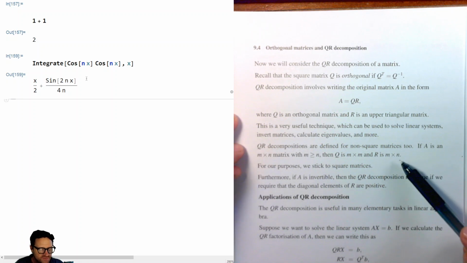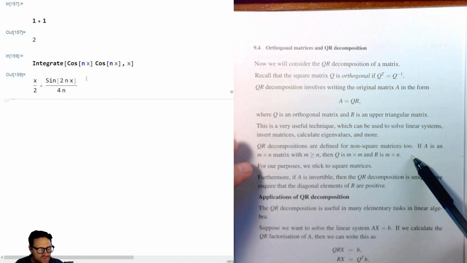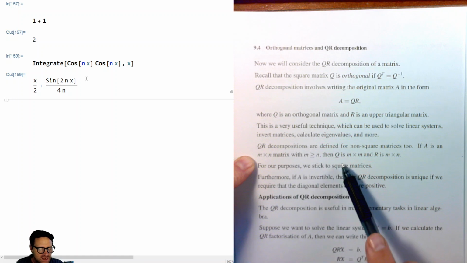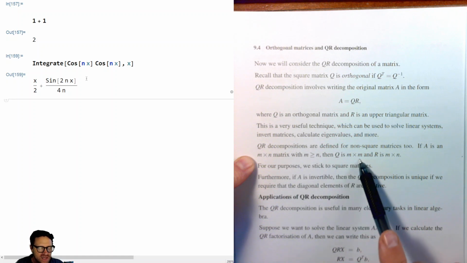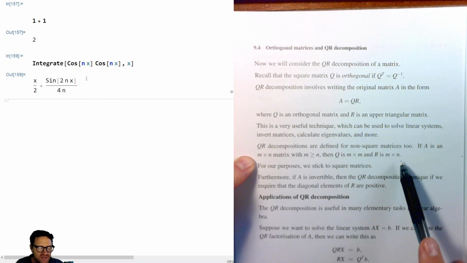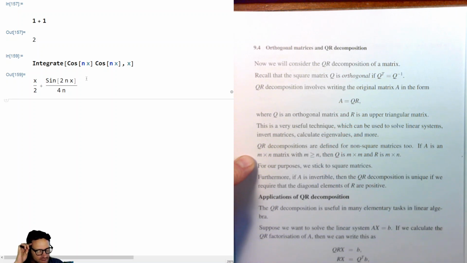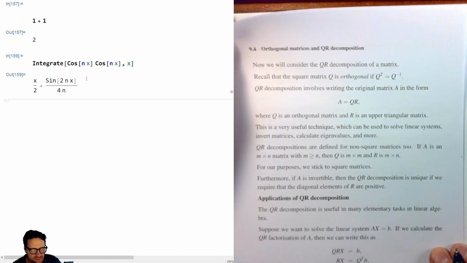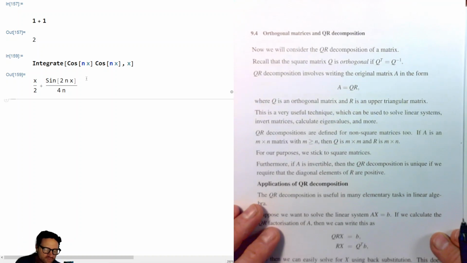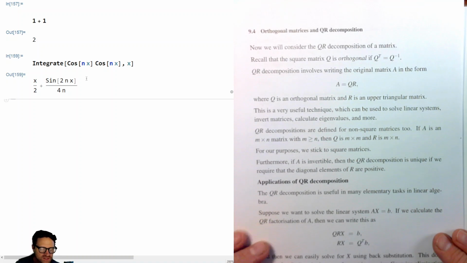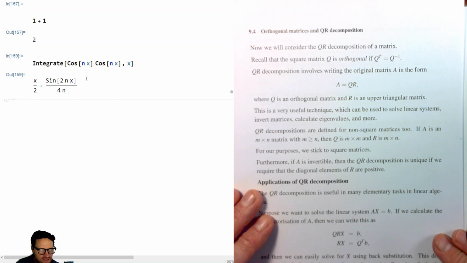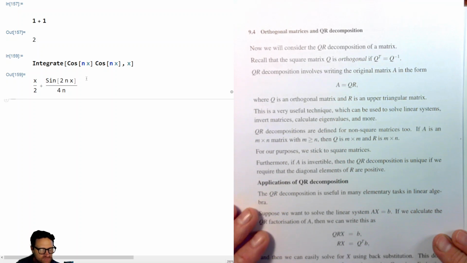QR decompositions are defined for non-square matrices too. If A is an m by n matrix with m greater than or equal to n, then Q is m by m and R is m by n. So we'll stick to square matrices for this discussion. Furthermore, if A is invertible, then the QR decomposition is unique if we require that the diagonal elements of R are positive.